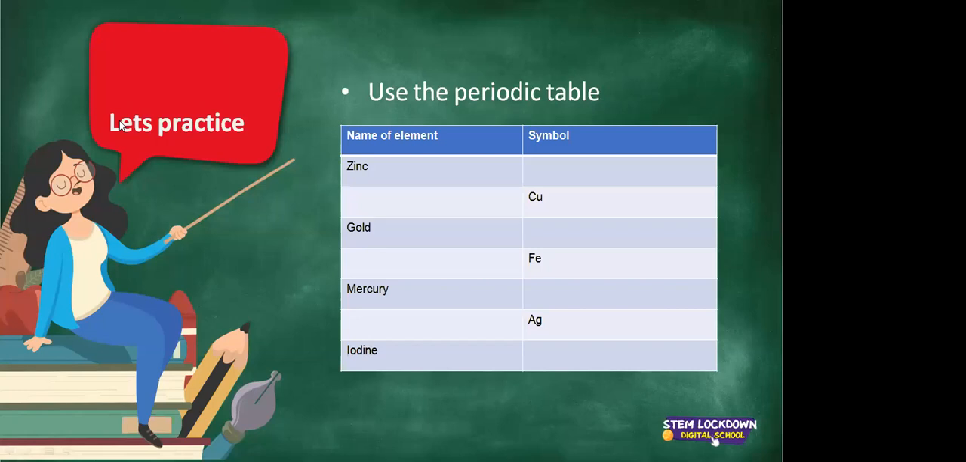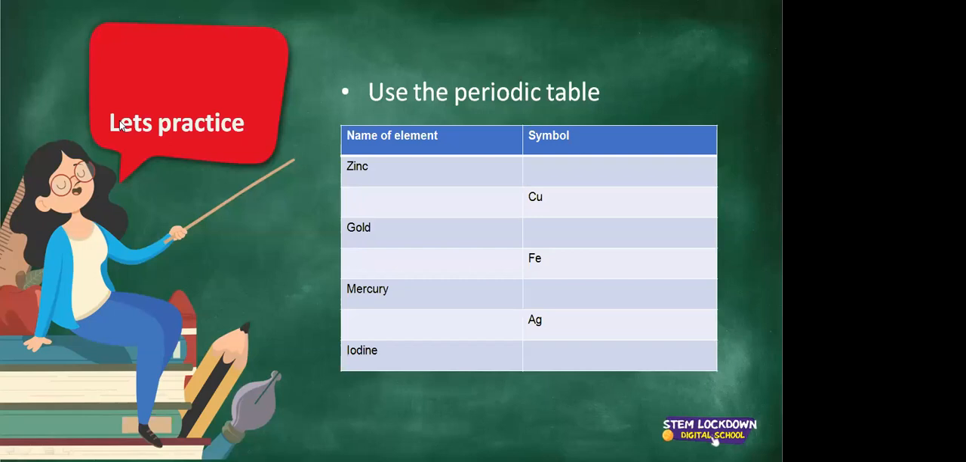And then the symbol Fe, which element is it representing? That is iron. And then mercury, what is the symbol for mercury, grade 9s? The symbol for mercury will be Hg.